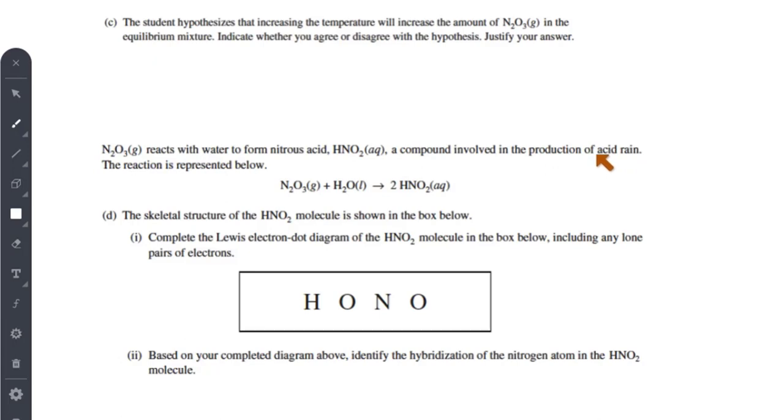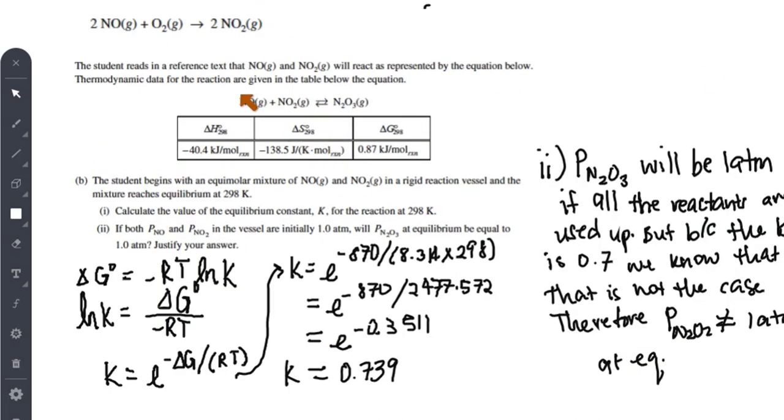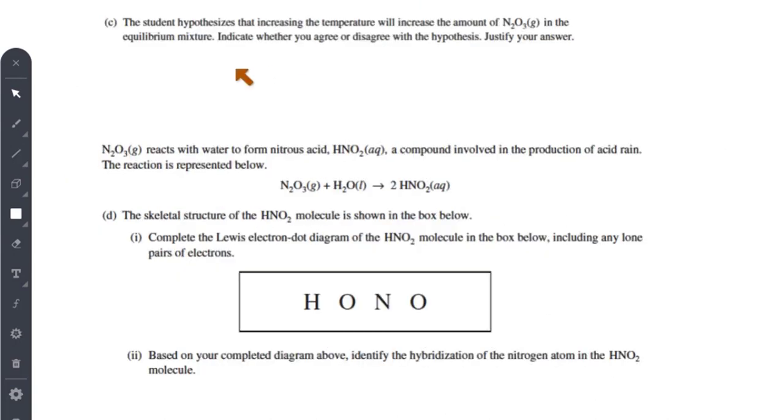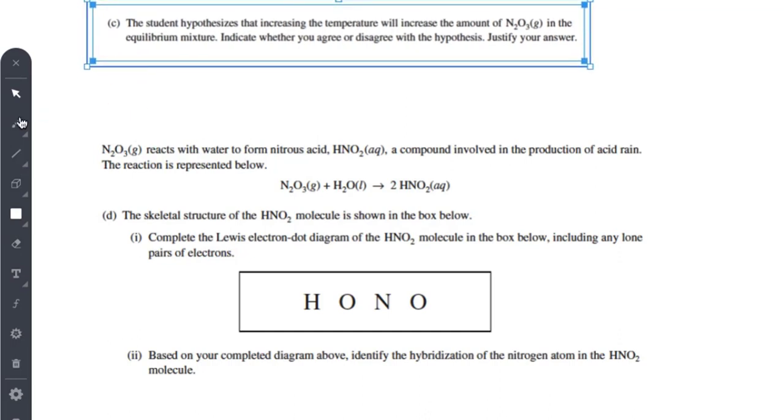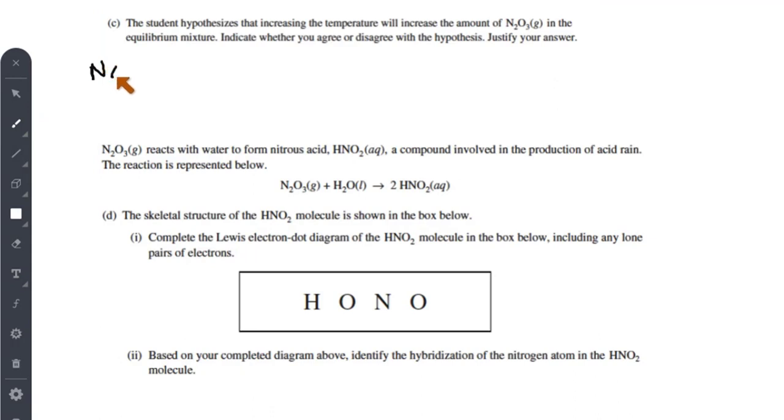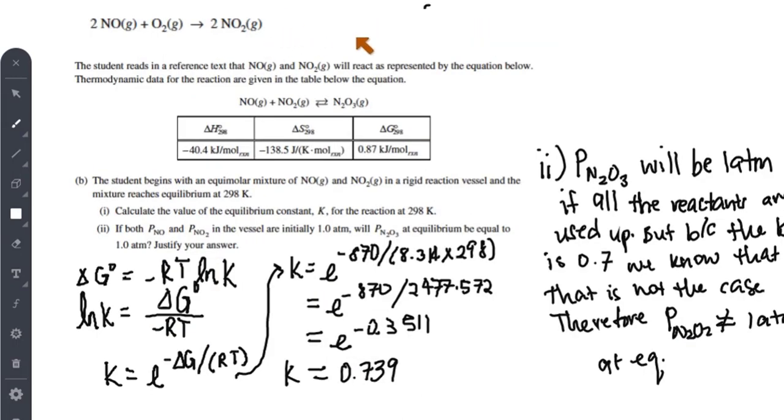Next bit. The student hypothesizes that increasing the temperature will increase the amount of N2O3 in the equilibrium mixture. Indicate whether you agree or disagree with this hypothesis. So if we go back here, this is our equation: NO plus NO2 becomes N2O3. And if we take a look at our enthalpy change, it's negative 40.4.